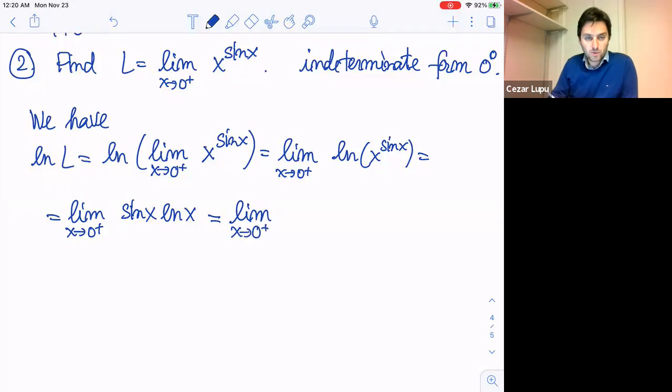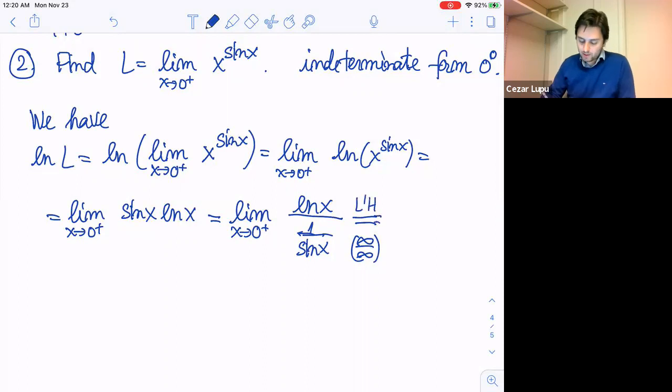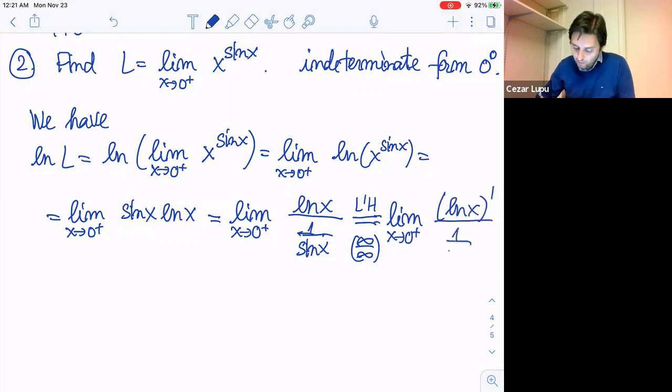So this will be the limit as x approaches 0 plus of ln of x over 1 over sine of x. I'm going to keep it like this because I don't want to compute the derivative of 1 over ln of x. Although 1 over sine of x is not pleasant either, but anyway. Now the indeterminate form we have is infinity over infinity. That's good. So by applying L'Hopital's rule, this would be the limit as x approaches 0 from the right of the derivative of ln of x, everything over the derivative of 1 over sine of x.